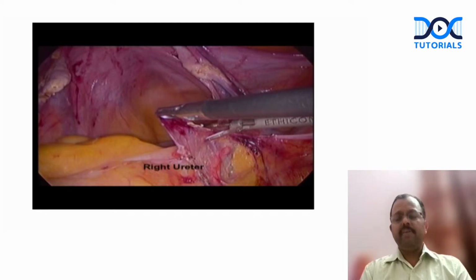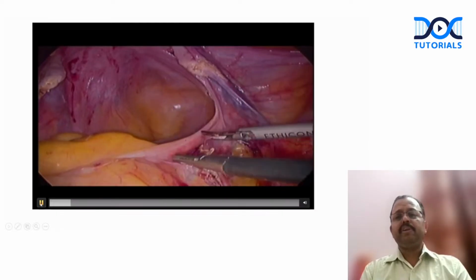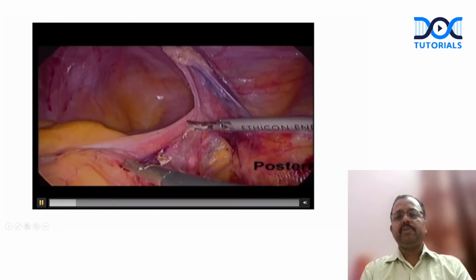So if you can put it on the fundus of the uterus, you can do it in a clear way. So this is what we do. The UV fold of peritoneum is open. As we open it, we are able to see the ureter.